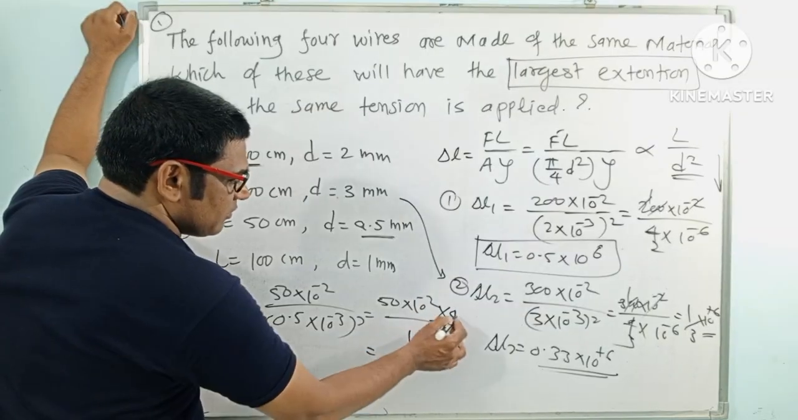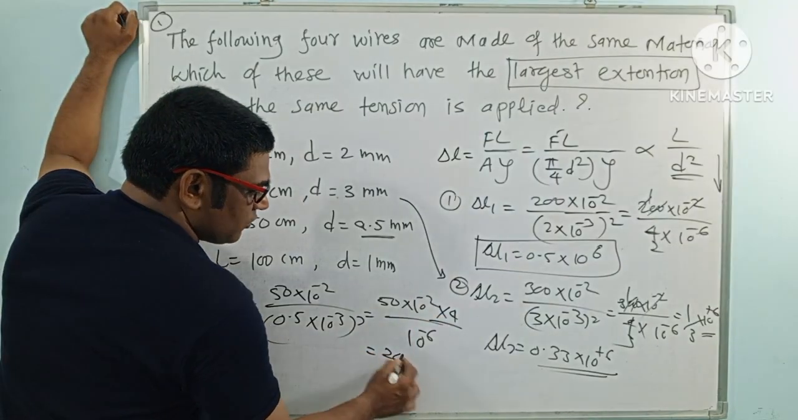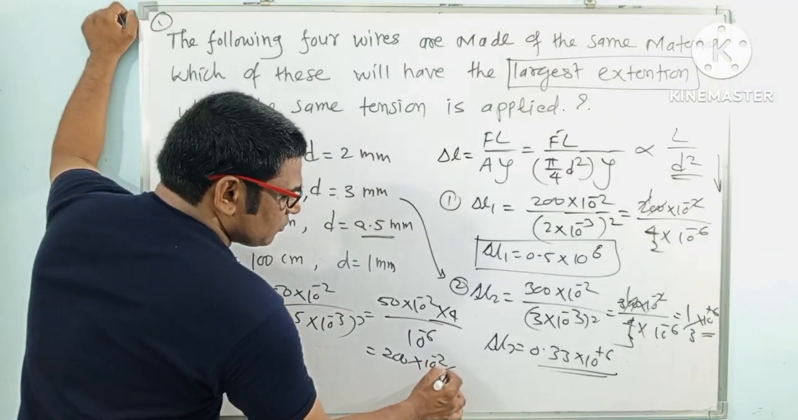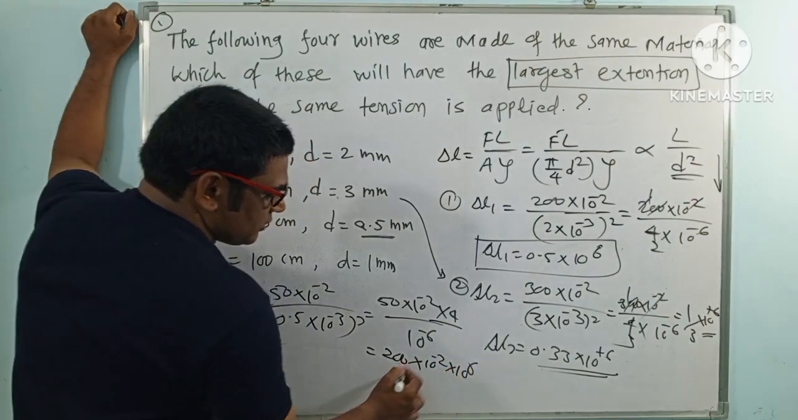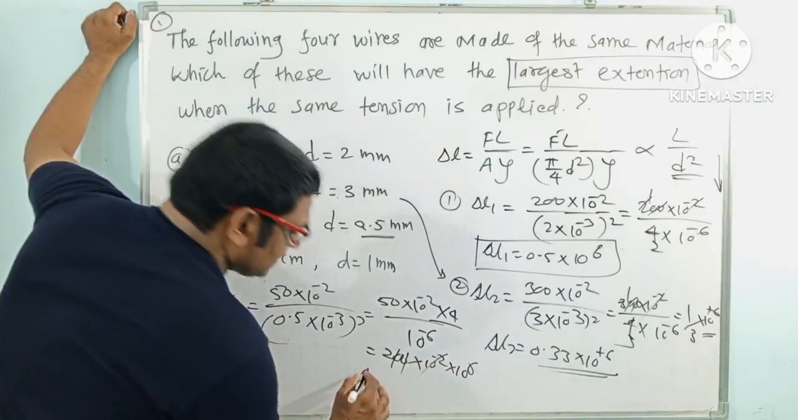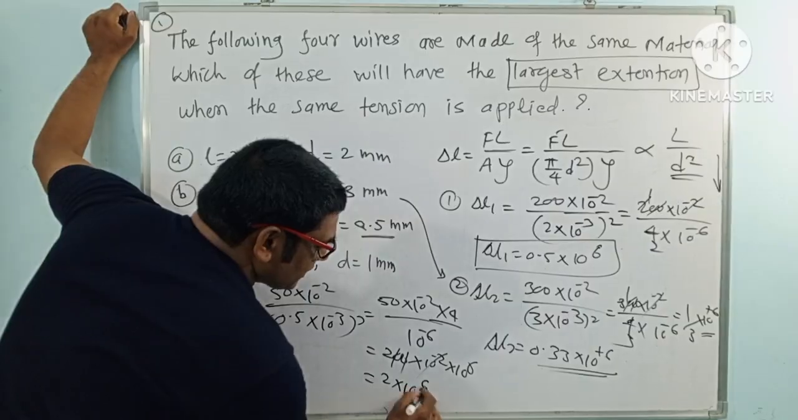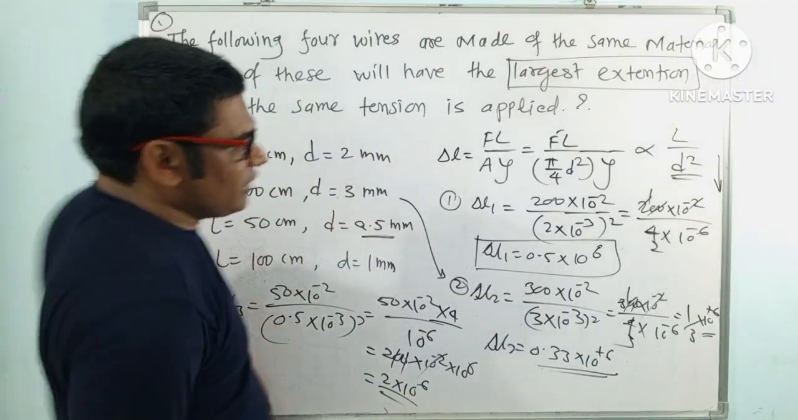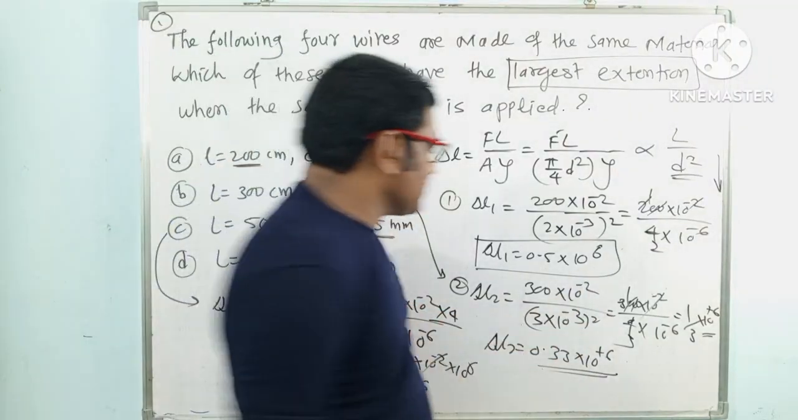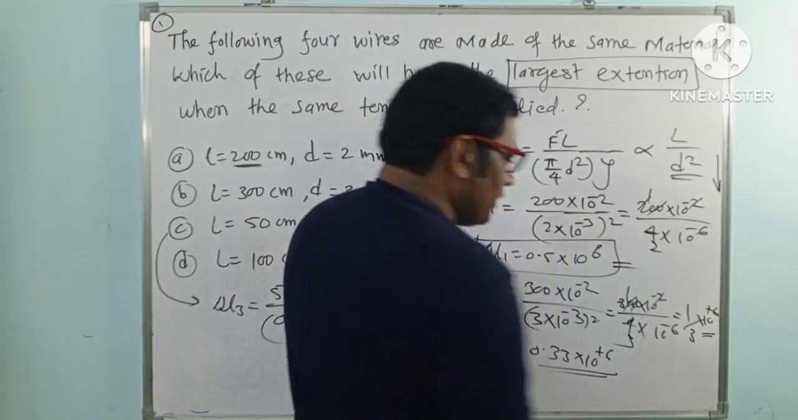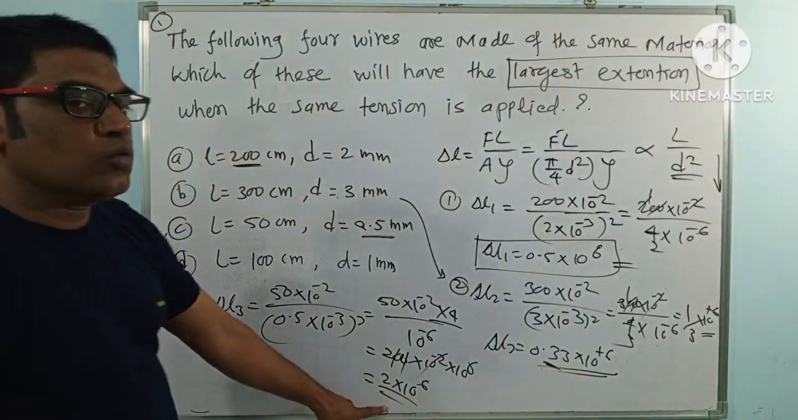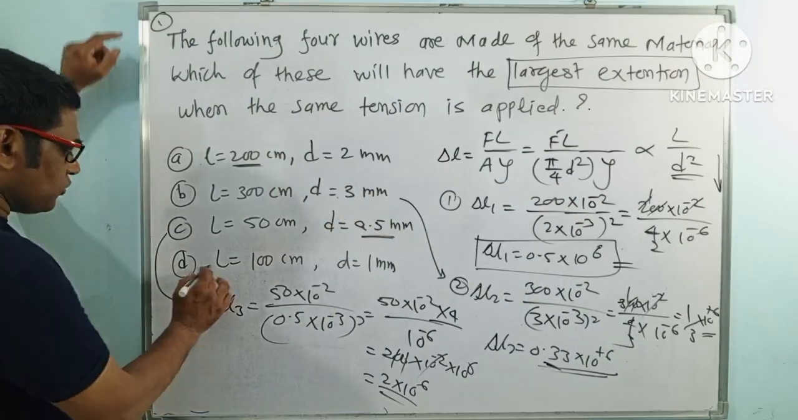So this will be 200 into 10 raised to minus 2 into 10 raised to 6. So this 2 and this 2 get cancelled. So this will be 2 into 10 raised to 6. Okay. So out of these 3 we are getting the largest. So this is 0.5 only. This is 0.3 and this is 2. Okay. Here for this you check.